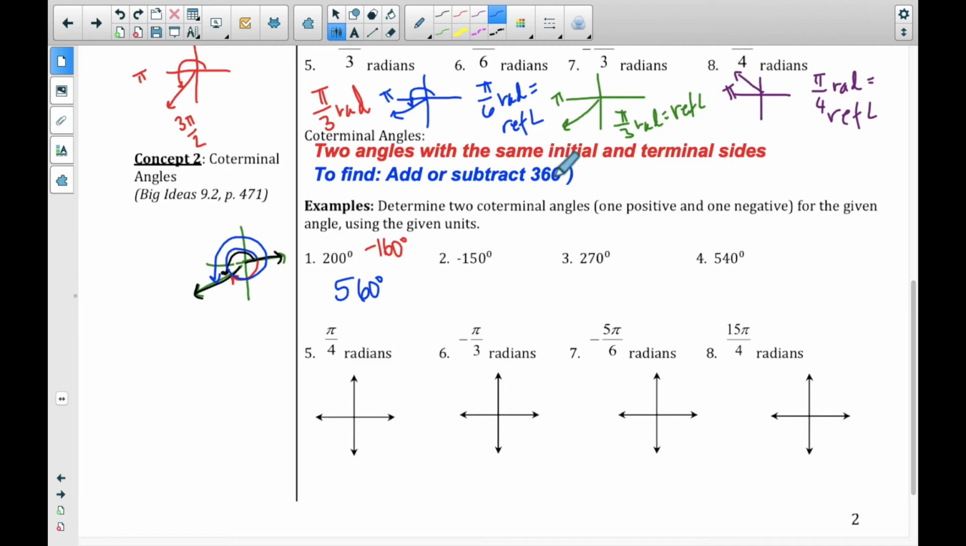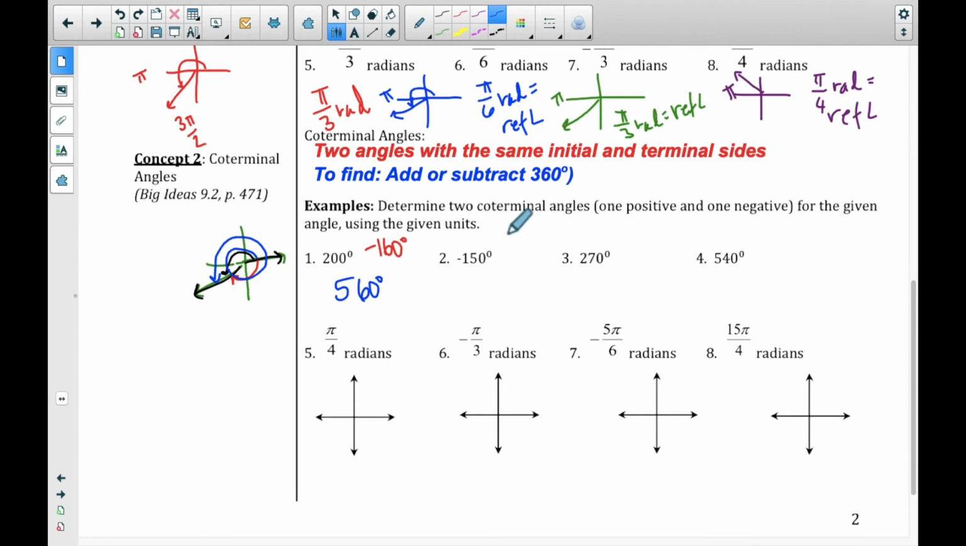To get that, we added or subtracted 360 degrees. If we took 200 minus 360, we would get negative 160. If we took 200 plus 360, we would get 560. And so the answer, all of these are right.